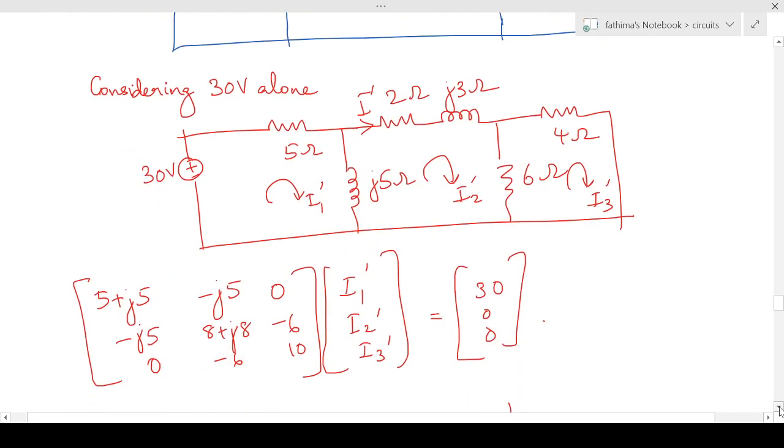Considering the 30 volt source acting alone, I'm going to write the mesh equation. I'm going to write the matrix by inspection. R11 is 5 plus J5, the sum of the resistance in loop 1. Next is the resistance common to loop 1 and 2, that is minus J5. Next is the resistance common to loop 1 and 3, that is 0. Similarly, we have written for the second loop and third loop, into I1 dash, I2 dash, I3 dash, which will be equal to 30 volt, as there is only one voltage source in this case.